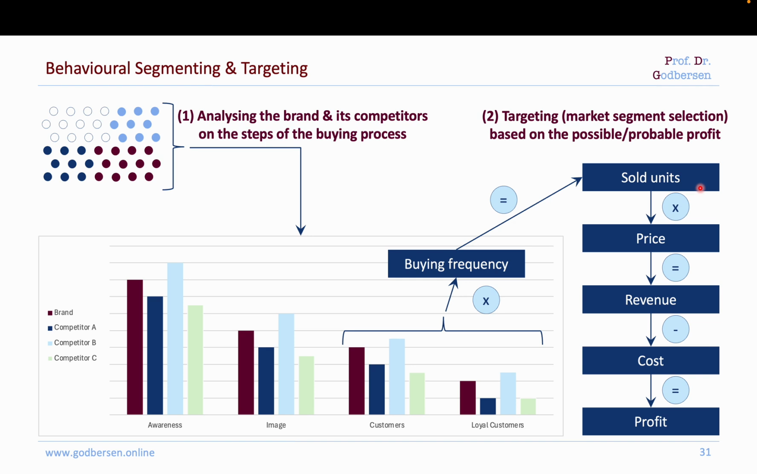So the idea of behavioral segmenting and then targeting is, first of all, we determine how good we are on the steps of the buying process in comparison to our competitors, and then calculate the financial outcome of this, meaning what profit we will most likely make there.